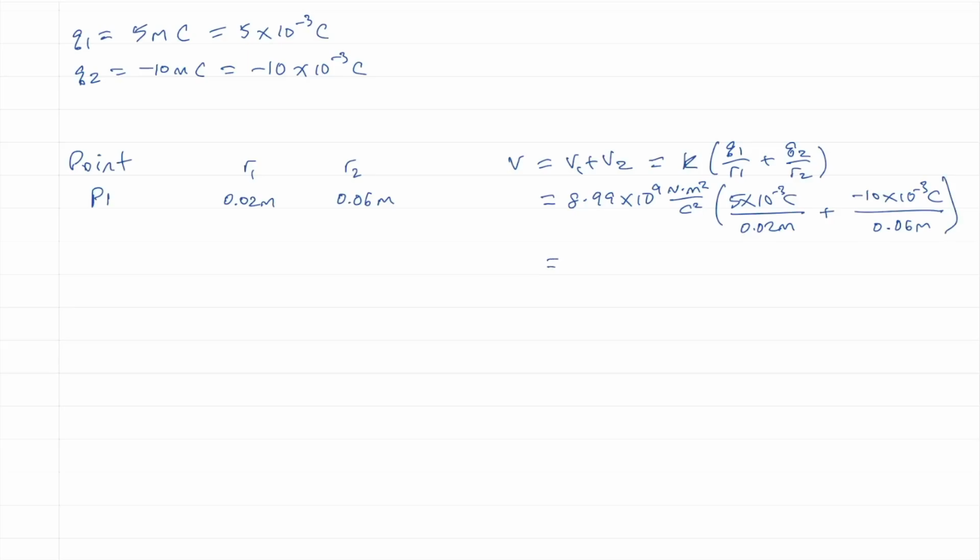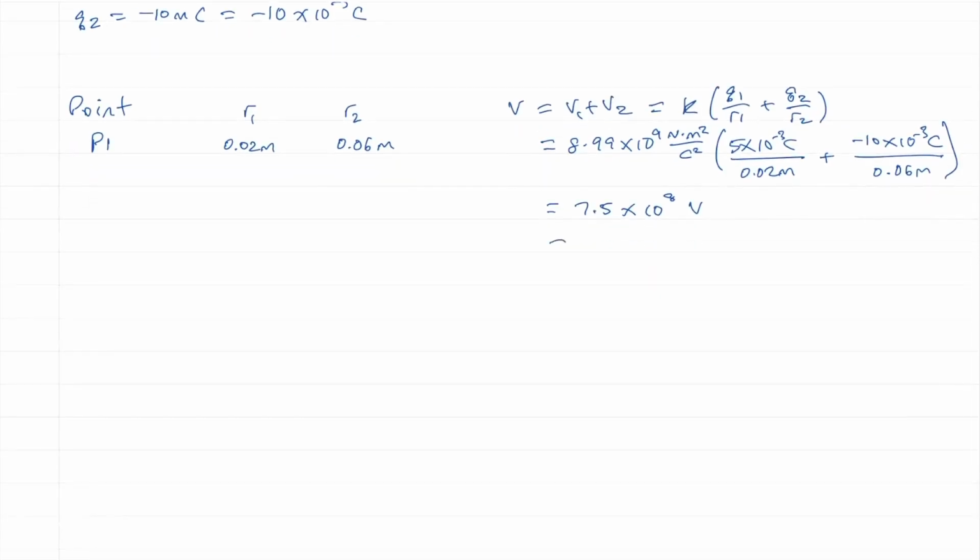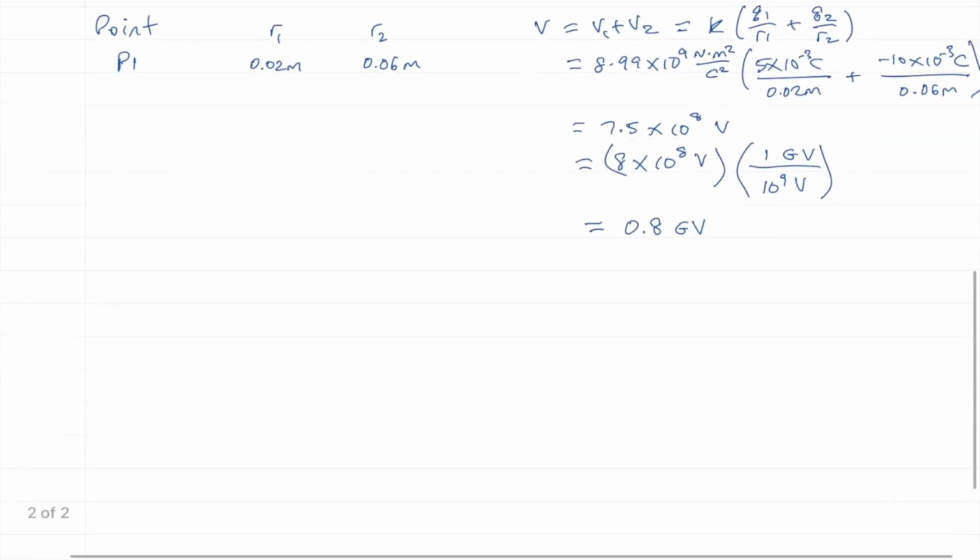Okay, I calculated that out. I got 7.5 times 10 to the 8 volts. Okay, keeping one sig fig, this is 8 times 10 to the 8 volts. We can convert this to gigavolts. 1 gigavolt is 10 to the 9 volts. So this is 0.8 gigavolts.